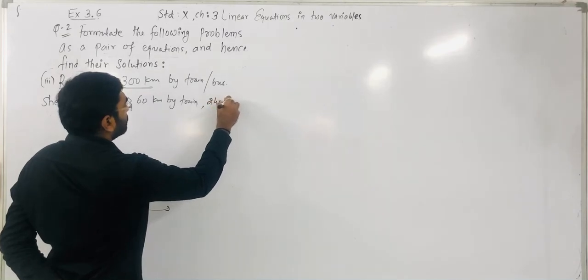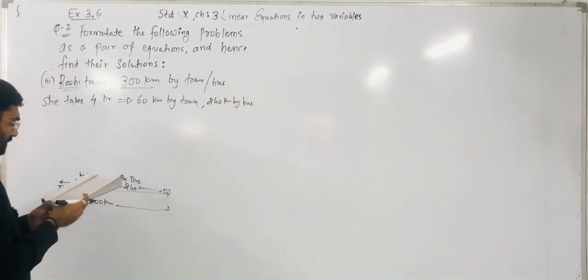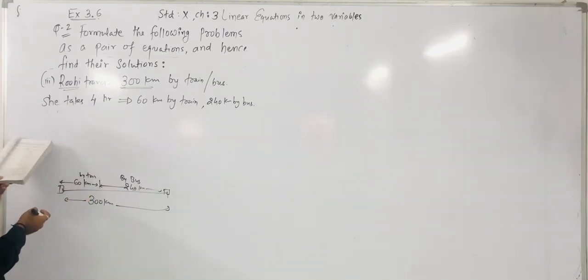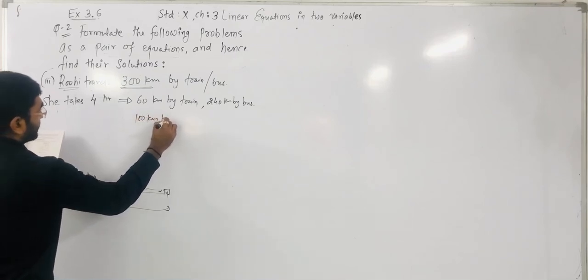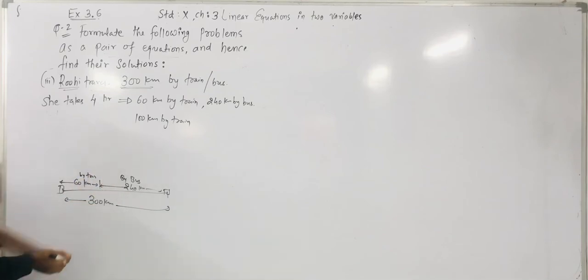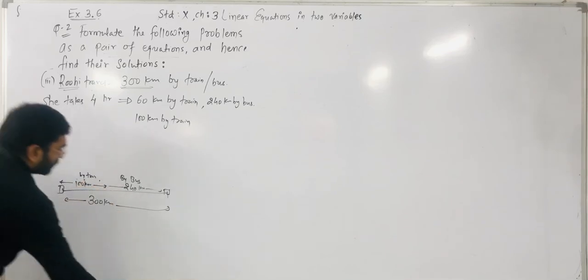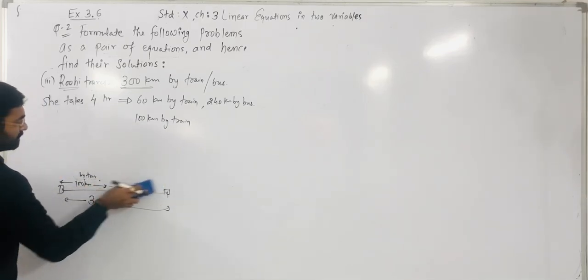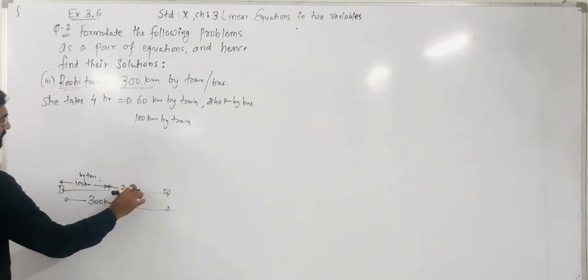240 kilometer by bus. Now in the third statement, if she travels 100 kilometer by train, in the second condition that is given, and the remaining by bus. So if you say I travel by train 100 kilometer, how many kilometers do you have to travel by bus? From 300 you have to subtract the 100, so you can say 200 kilometer you have to travel by bus.